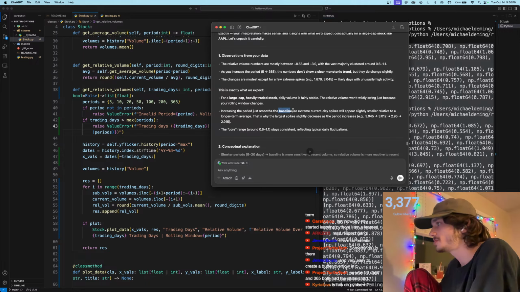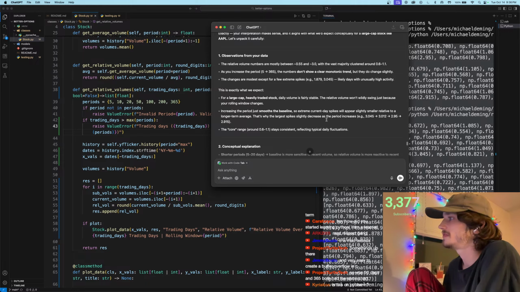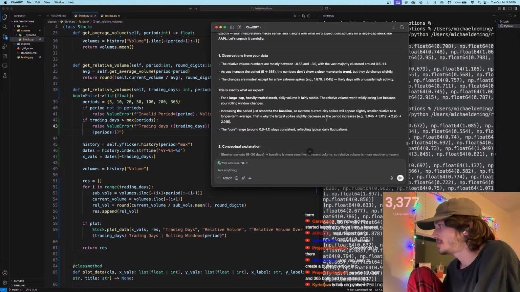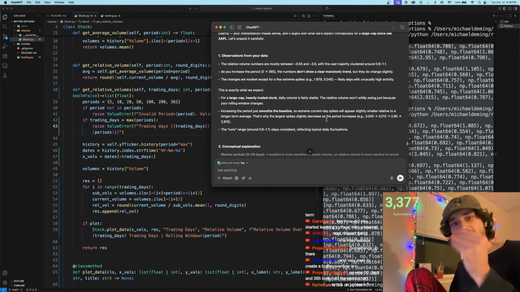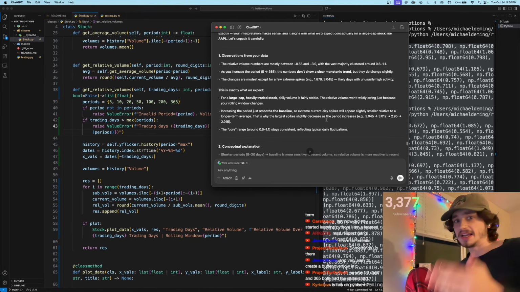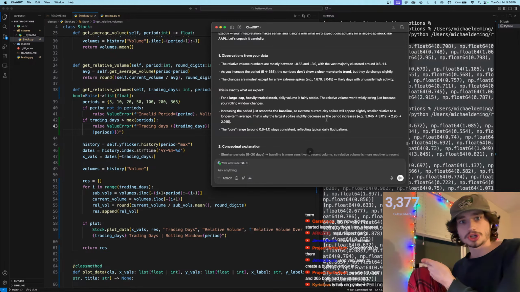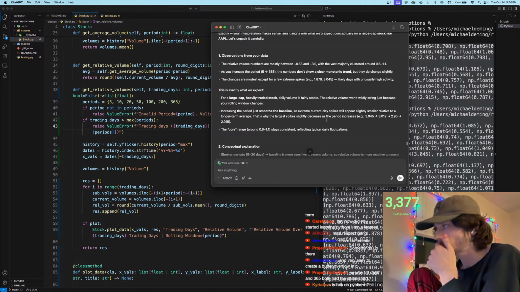Increasing the period just smooths the baseline, so current day spikes will appear slightly smaller relative to a longer term average. That's why the largest spike slightly decreases as the period increases. Okay, so the largest spike slightly decreases as our period increases, just because you're getting a more nested average of more data, right? If you have an outlier, it has less weight in the data set, so it's less likely to pull and shift our skew in that direction.